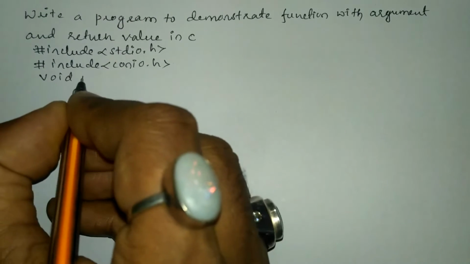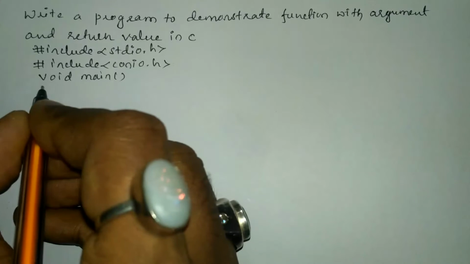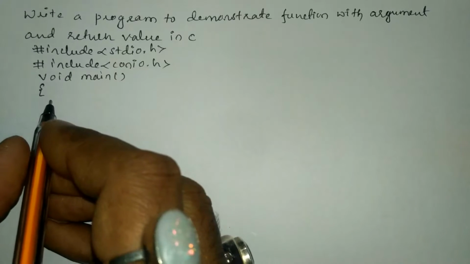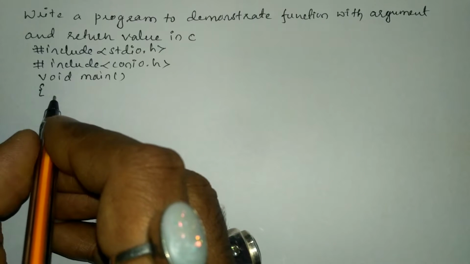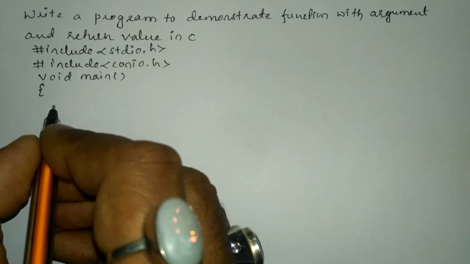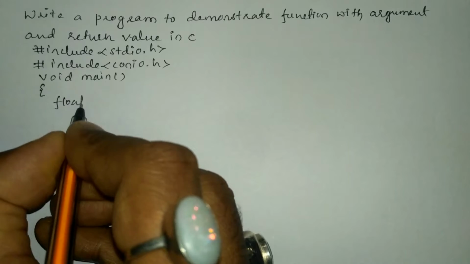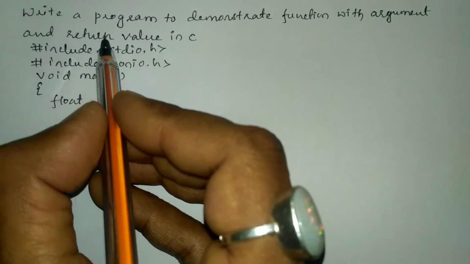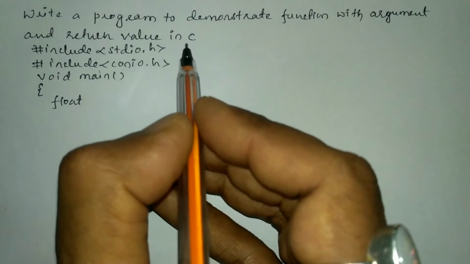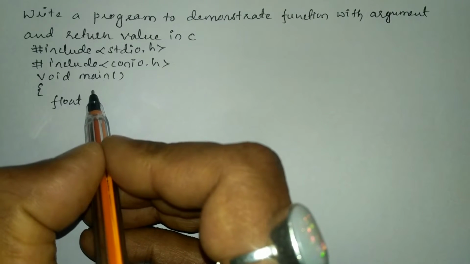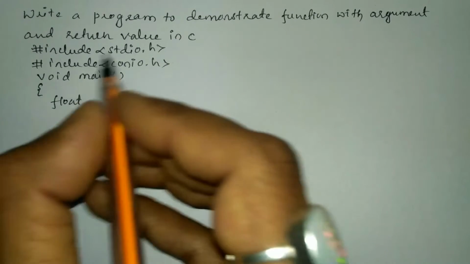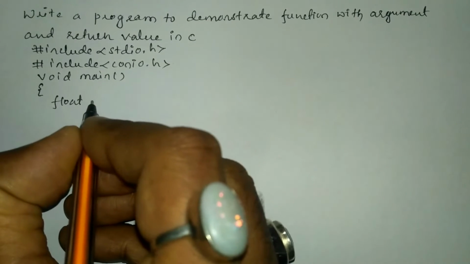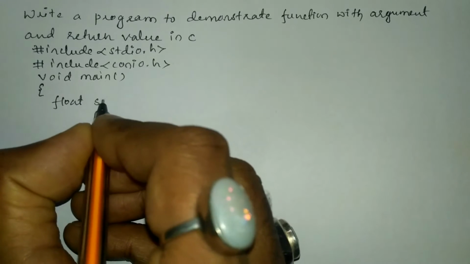Now we are going to write void main function, curly open brace, and here we are going to write the function prototype, that is function declaration. So here I'm going to write the return type float, because here we are demonstrating the program that must return some value, okay, and with some argument. Here we have the return type float, then I'm going to write here simple.